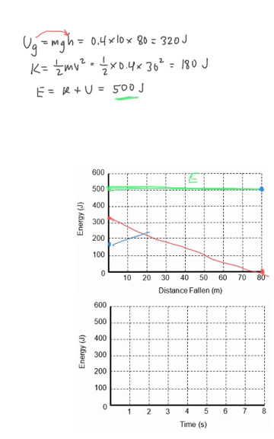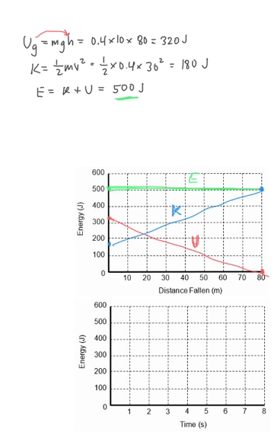going from 180 up to the 500. And remember, just make sure that all of your lines are labeled. So we need to put a K for that line, and we need to put the U, the potential energy, on the other line.